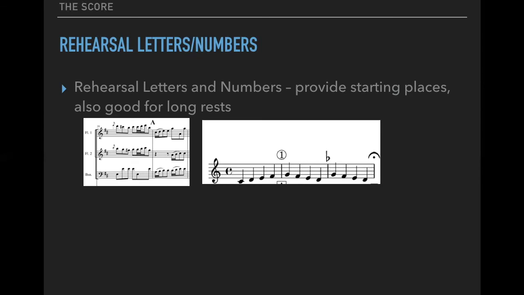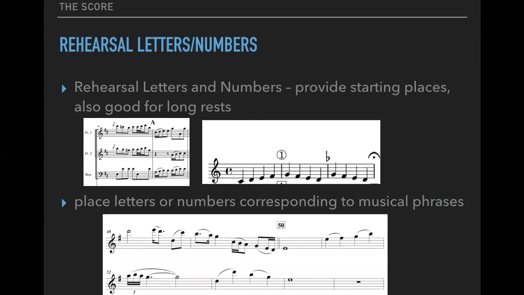And where should you put them? Well, put them according to musical phrases. So at the start of the next phrase. So let's say if you have an A section and a B section, well, you might call that measure such and such, and put a big box around it. Here you see measure 50.